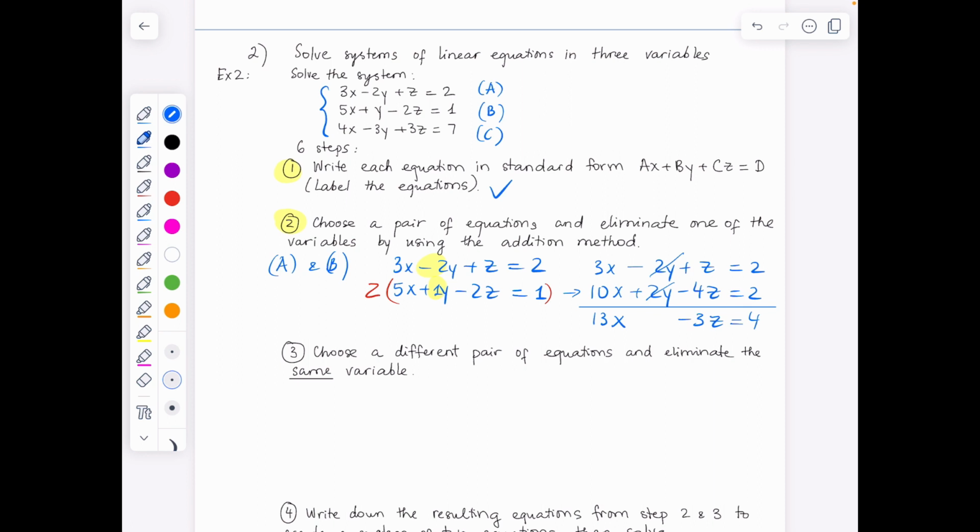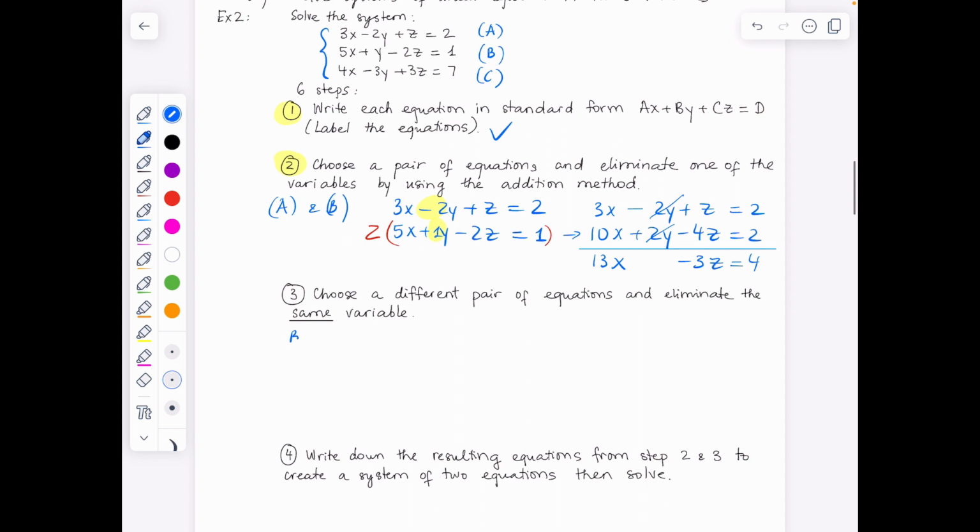Okay, third step, we want to choose a different pair of equations and eliminate the same variable. So first we picked, in step 2, we picked equations A and B. Now I have the choice of either picking A and C or B and C. It just can't be the same 2 that we picked in step 2. So I am going to pick equation B and C. It's totally up to you. All right, so equation B and equation C.